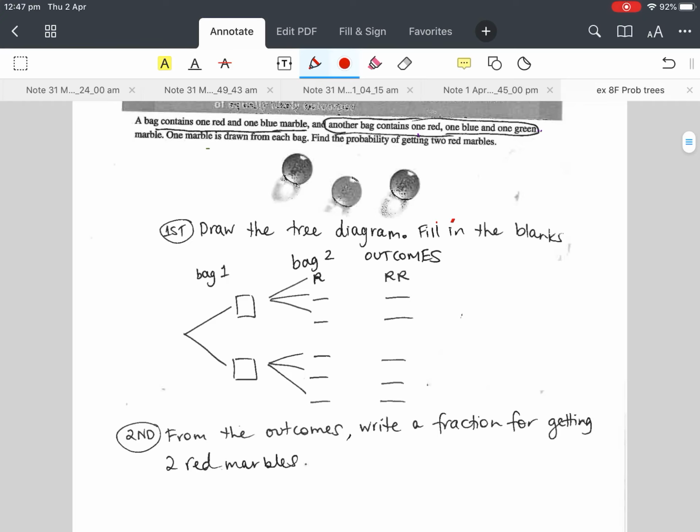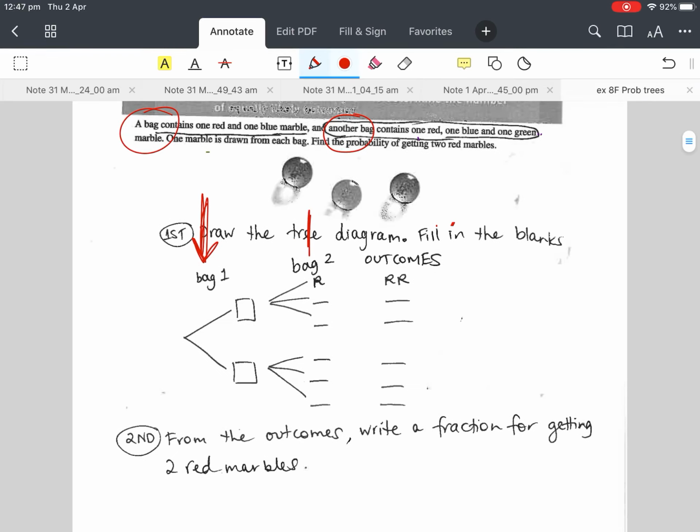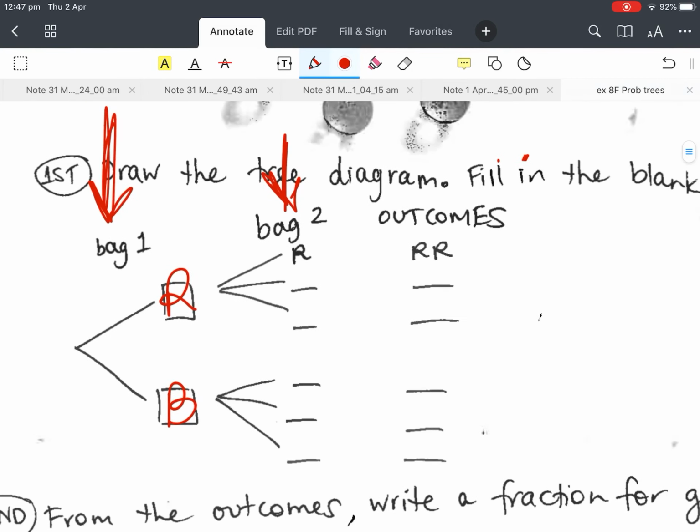Alright, so what you need to know is there are two bags. Your first set of branches are going to be your first bag, and your second set of branches on your tree diagram are going to be your second bag. If my first bag contains one red and one blue, I'm going to put an R and a B to represent each of the different colours. That's my first bag. The next one says I have a red, blue and a green, so I'll make this a bit bigger because I can't write. A red, a blue and a green, and a red, a blue and a green for the second set of branches. Now over here, that's basically all my answers.